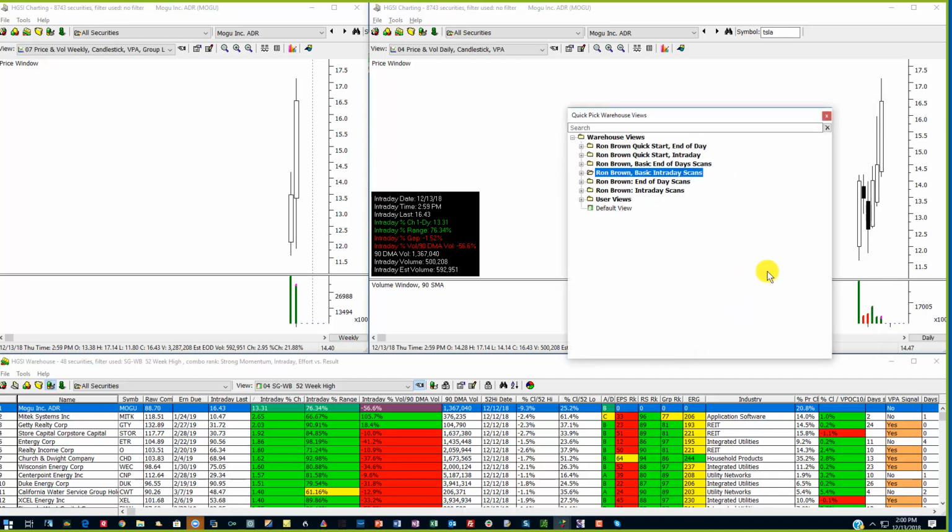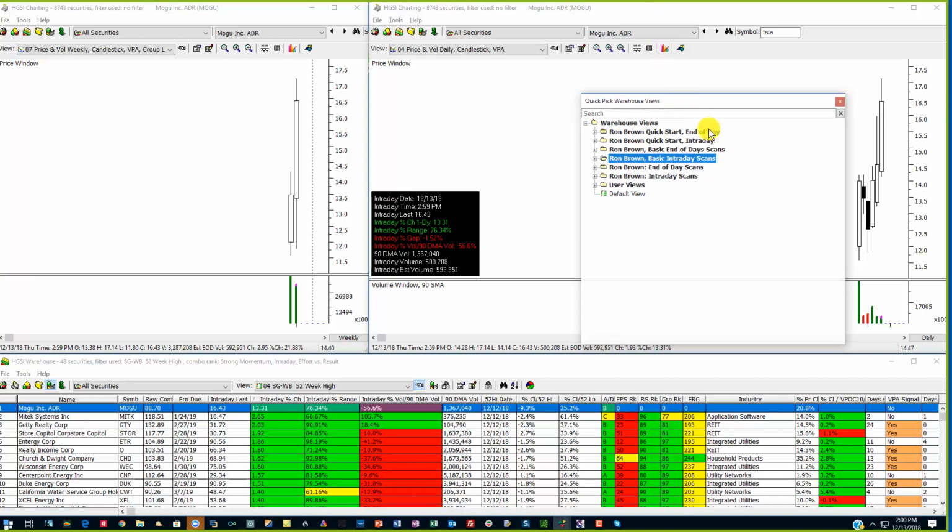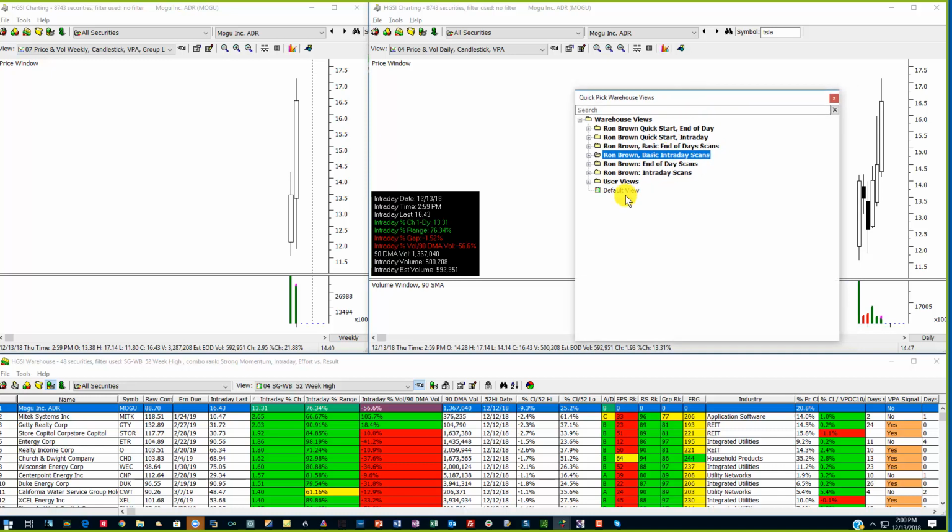Now I'm just going to kind of ad lib this webinar. I'm going to cover some of the scans, or try to cover most of the scans that I've either rearranged or put in for this. And we're going to potentially look for some stocks as we go along.